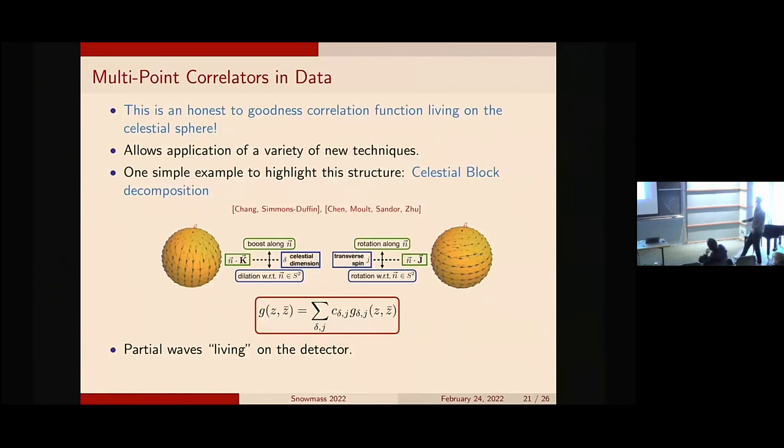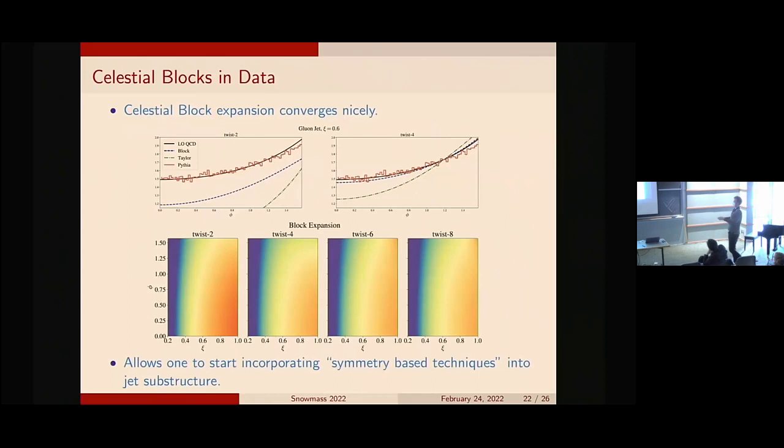And so you can work out what these partial waves are. In this case, they're exactly just 2D conformal blocks. And you can perform this expansion, and these are just some kind of shapes which live on your detector. And so the thing which is kind of fun is you can just see how well this converges.